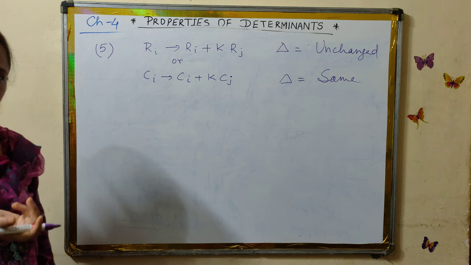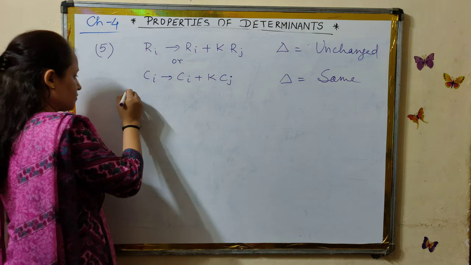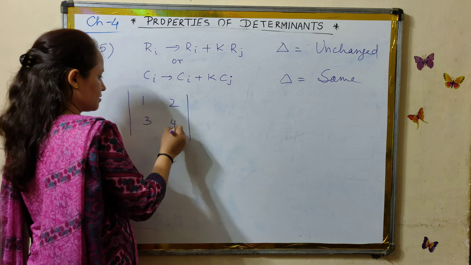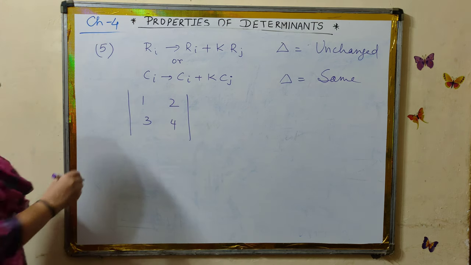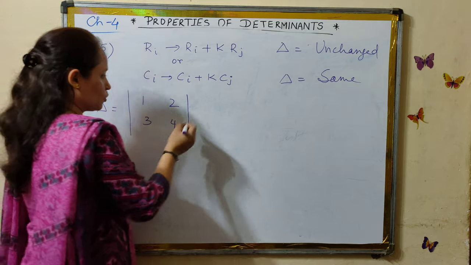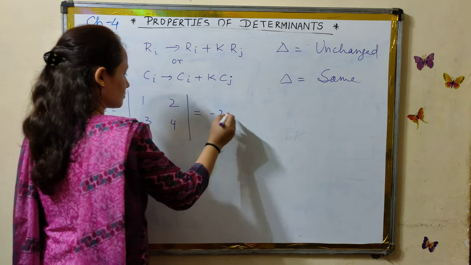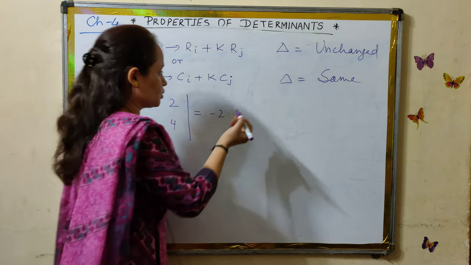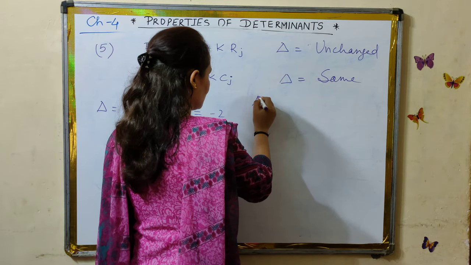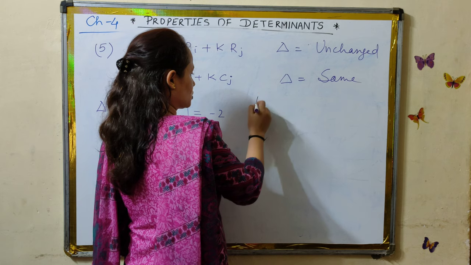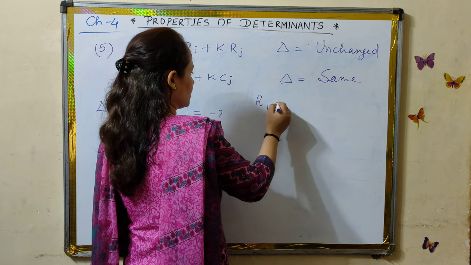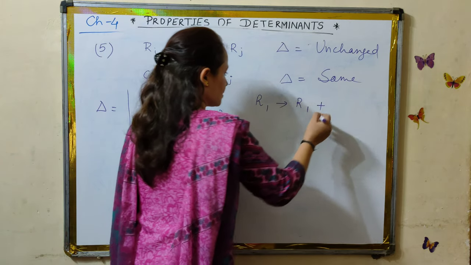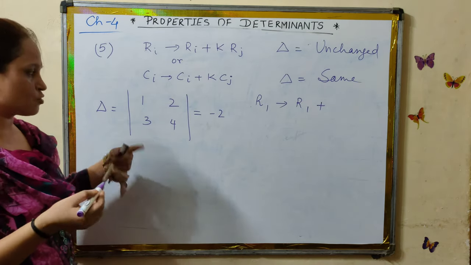Let's take one example to understand this. We have a determinant, simple, we can take the same entries, so that it is easy to find. The value of the determinant here, you know, is minus 2. If we apply a row operation, what do we get? Let's make the operation as: we are adding to the row 1 elements scalar times the corresponding elements of row 2.